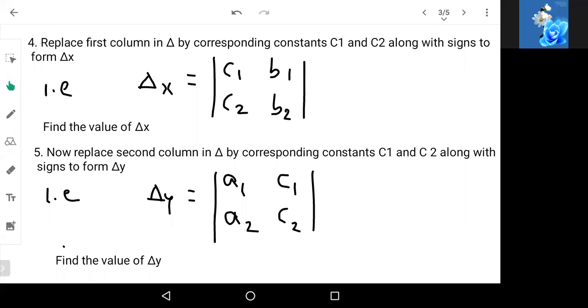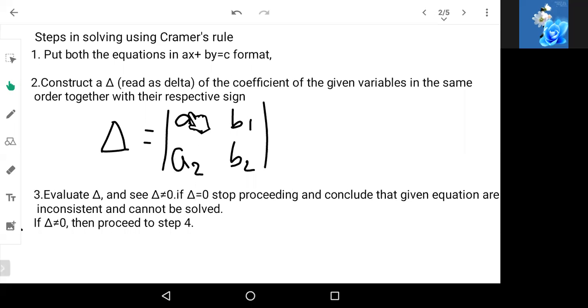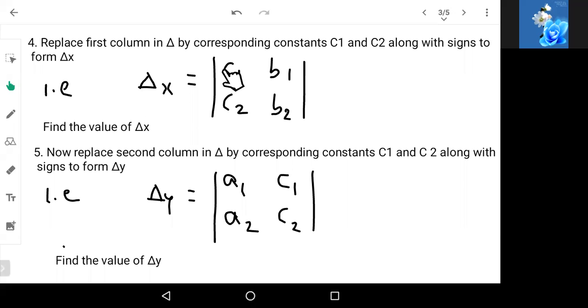So what did we do here? We have replaced A1, A2 with C1, C2 constants. Now what were we doing in the simultaneous equation? We were considering two equations, and then we were eliminating them by making it same. So here, instead of doing that, we are replacing A1, A2 with C1, C2.